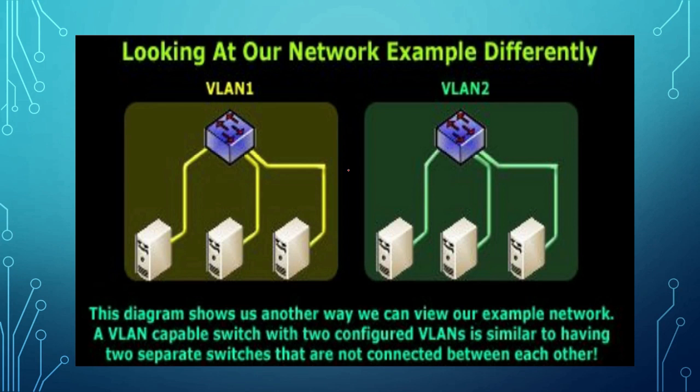So looking at our network example differently, we separate those VLAN 1 and VLAN 2. This diagram shows us another way we can view our example network. A VLAN-capable switch with two configured VLANs is similar to having two separate switches that are not connected to each other. This is the illustration virtually. So this is talaga yon.